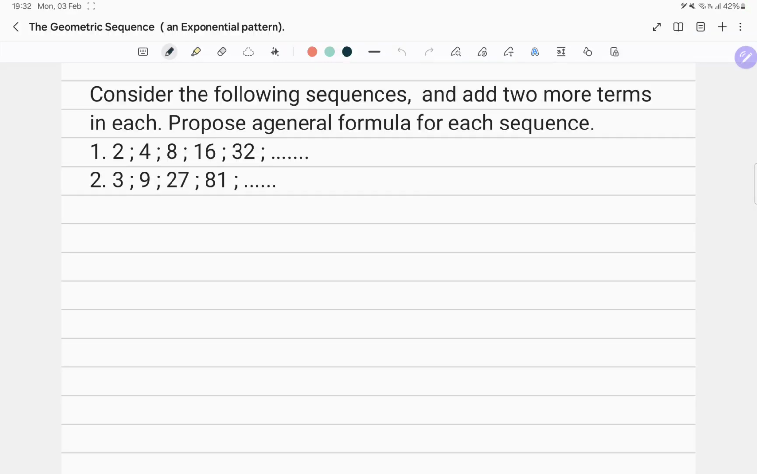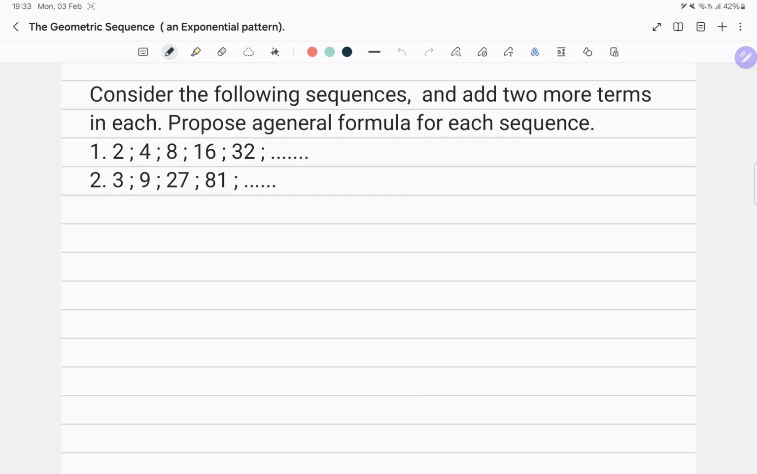Now let's continue with our lessons on sequences and series. Today we're going to discuss the geometric sequence. Now let's consider the following sequences and add two more terms in each. And of course for each we need to propose a general formula for each sequence.